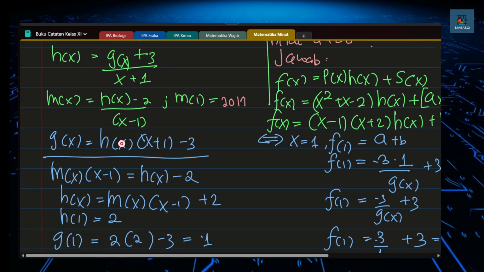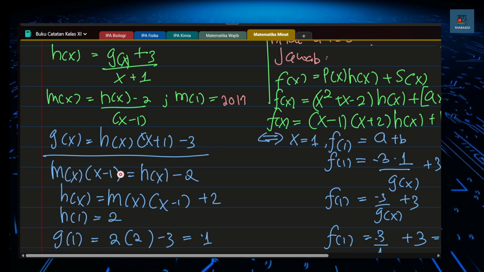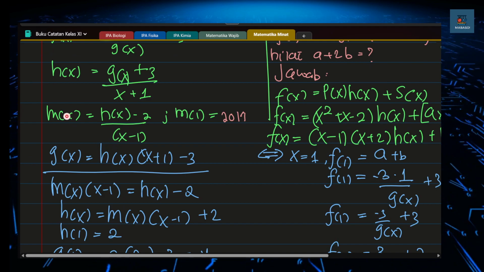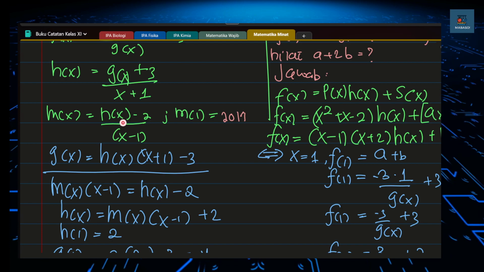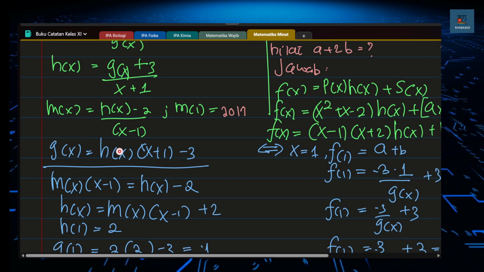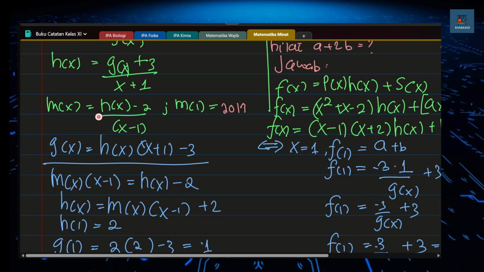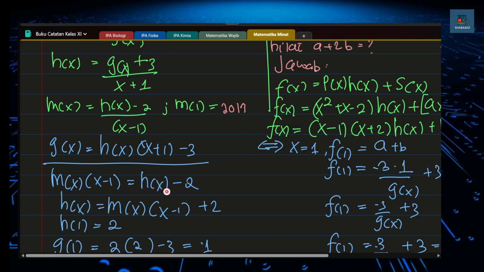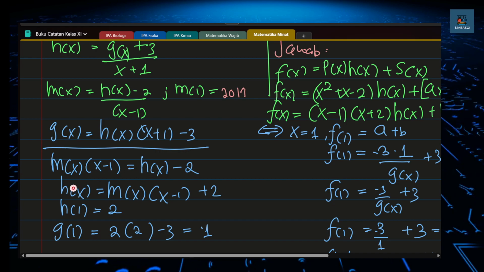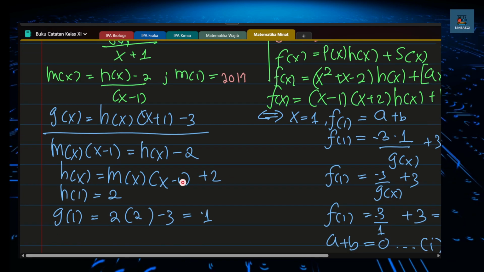So we would get g of 1 from these equations. But again, h of x depends on other functions, which is this m of x equal to x times h of x minus 2 divided by x minus 1. Therefore, to find g of 1, we have to find h of 1 from these equations. So what is h of 1 then? If we do some manipulations on the algebra, we would get that h of x is equal to m of x times x minus 1 plus 2, right?